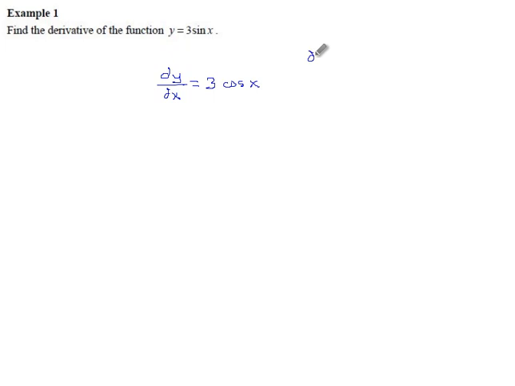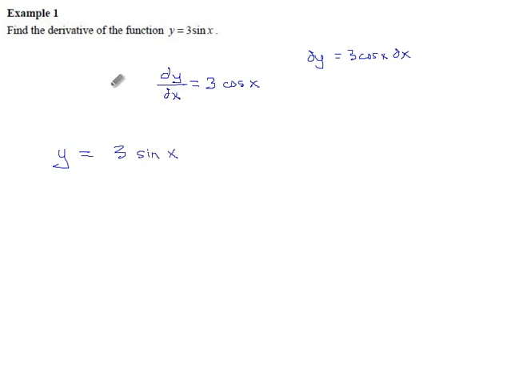Or you could have written this as dy equals 3 cosine x dx, and then divide both sides by dx. That's fine too. If you're uncomfortable with the derivative going right through the 3 the way I described it, here's the alternative way to do it. You can say y is 3 sine x.